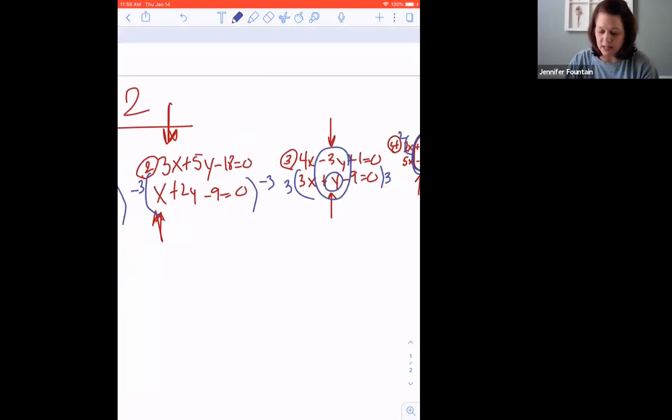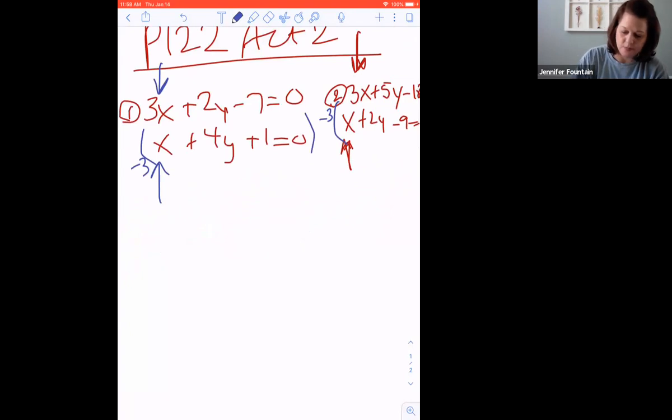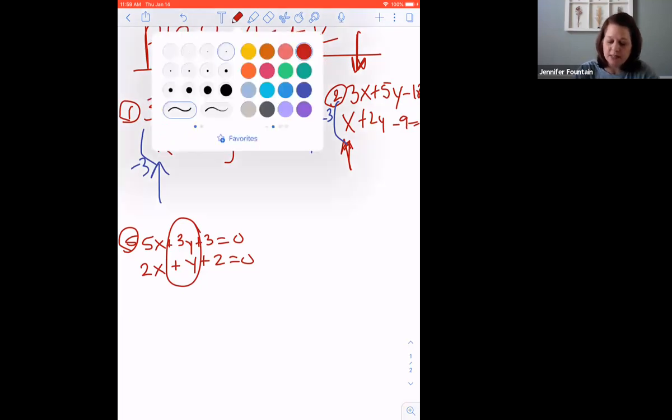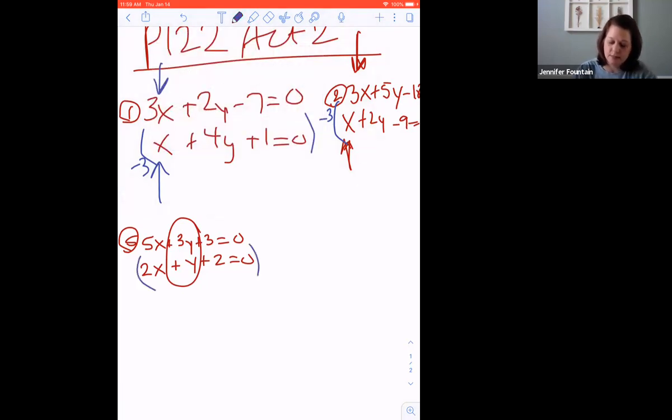Okay, let's look at number 5. Number 5, I'm starting with 5x plus 3y plus 3 equals 0, and 2x plus y plus 2 equals 0. I want to make opposites. The easiest, if I do 5x and 2x, I'm going to have to multiply both equations. So I want to focus on my y's. What can I do to make my second equation opposite of 3y? Multiply by negative 3.